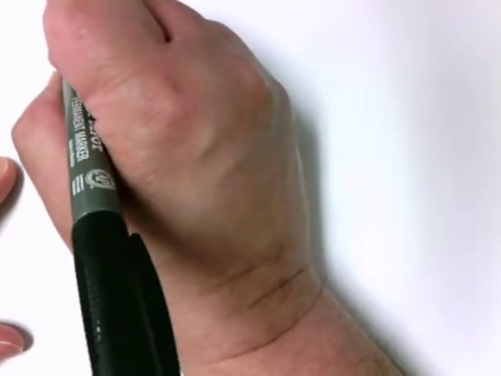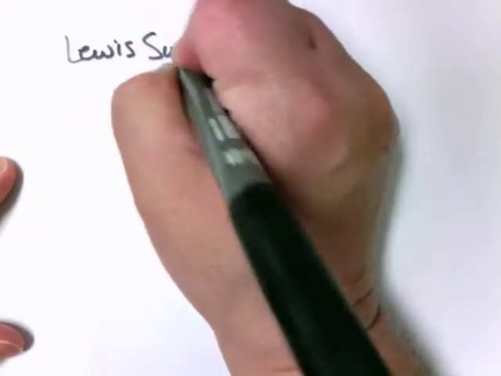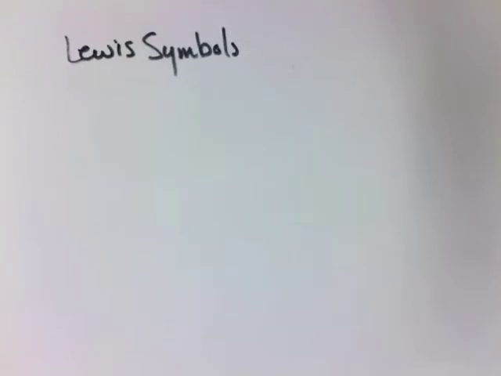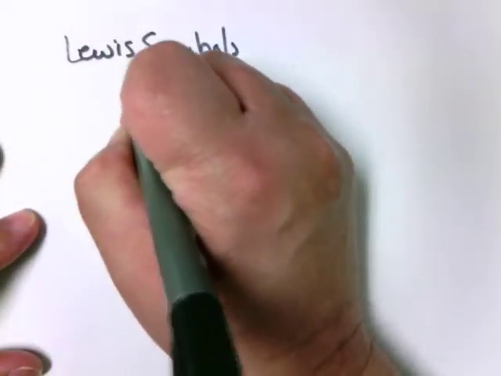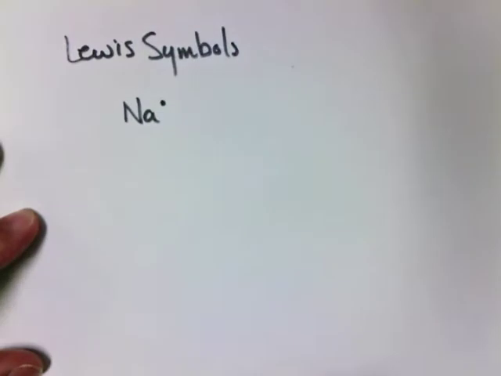In order to represent those electrons, chemists have developed a method of illustrating them called Lewis symbols. Lewis symbols represent those outermost electrons, those valence electrons, as dots around the symbol. So, for instance, sodium has a Lewis symbol of Na with a little dot. The single dot represents the valence electron.